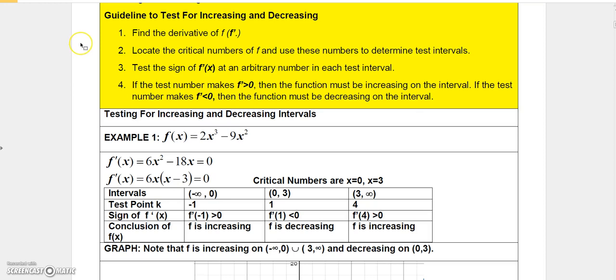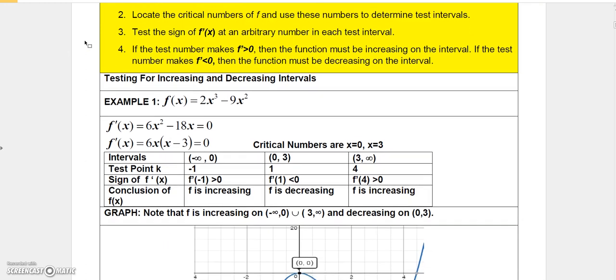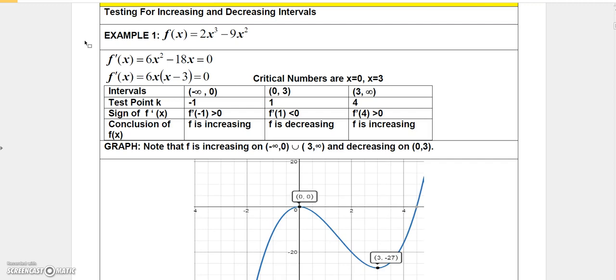But what I'm going to do is I'm going to just go ahead and show you several examples and how to determine the intervals where a particular function is increasing or decreasing. So don't worry, I'm going to walk you through this. So I'm going to do the test for increasing and decreasing for the function that you see here. And so you see that I have 2x cubed minus 9x squared.